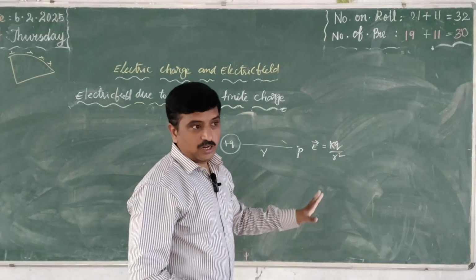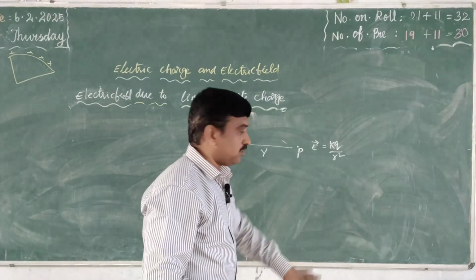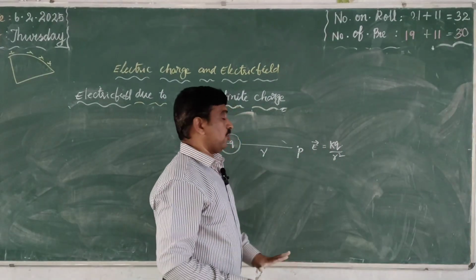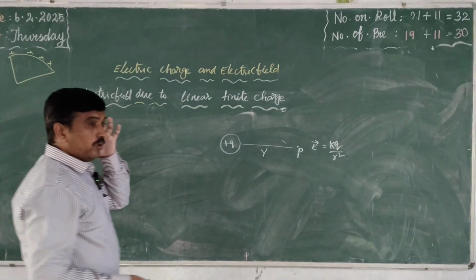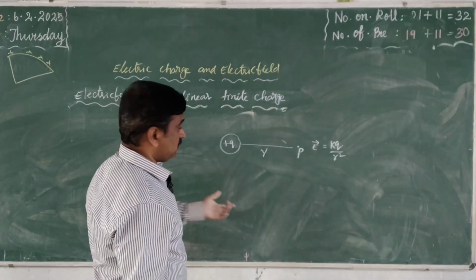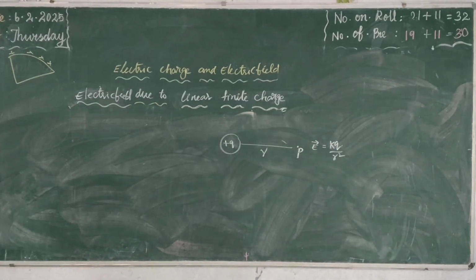We already know electric field means the force exerted on a test charge by the test charge. From that, we can derive kq by r square. So the electric field due to plus q is kq by r square. When the r value changes, this electric field value also changes. After that, we discuss linear finite charge.